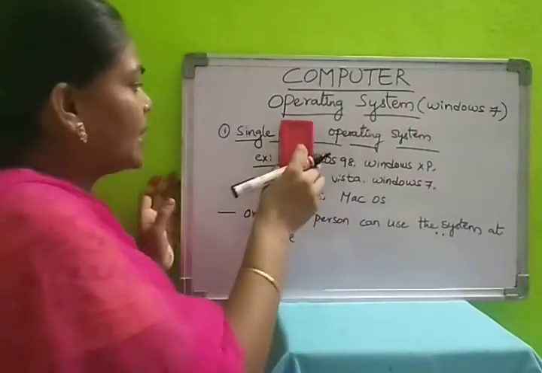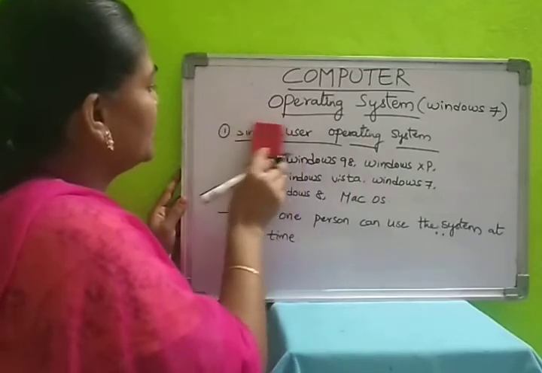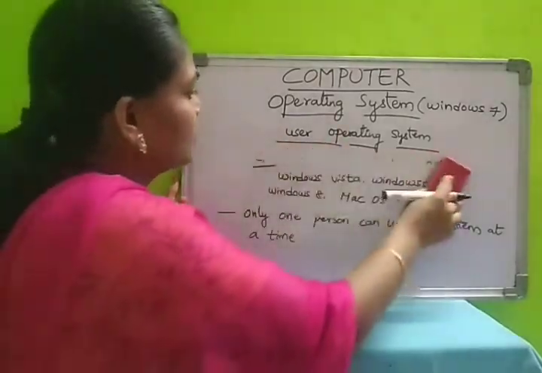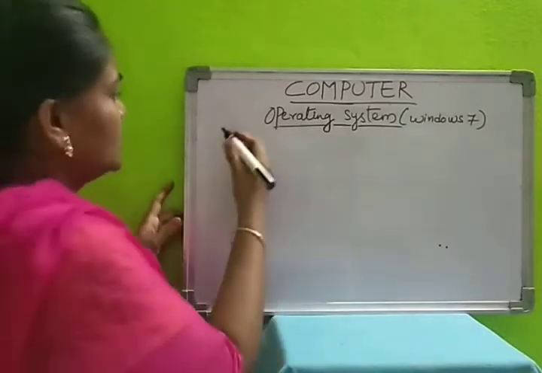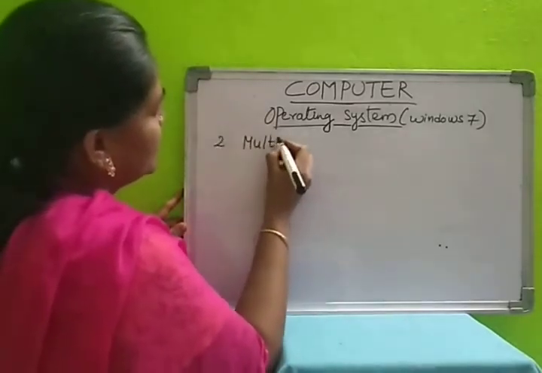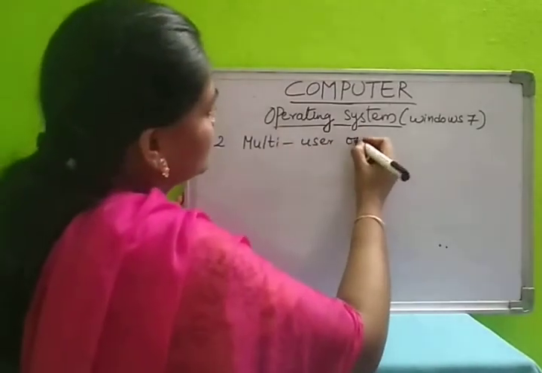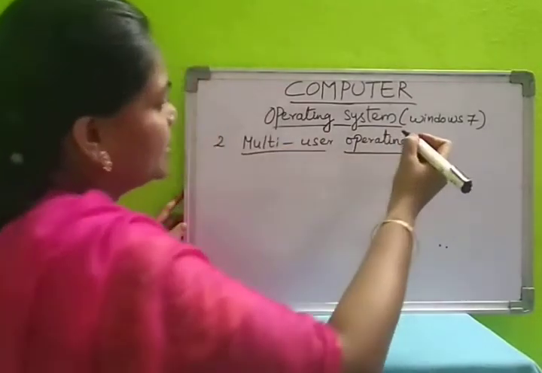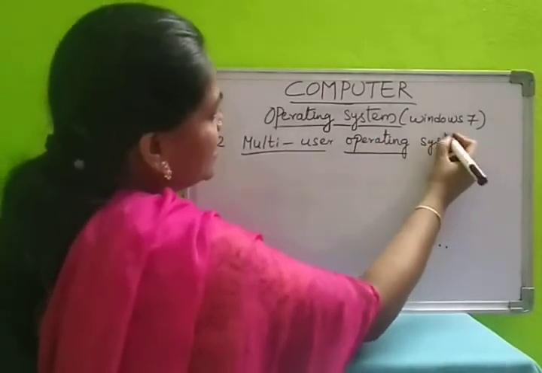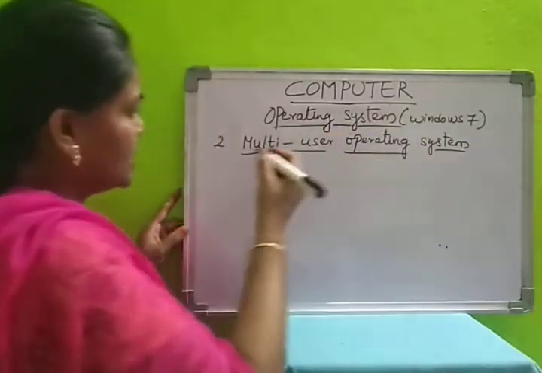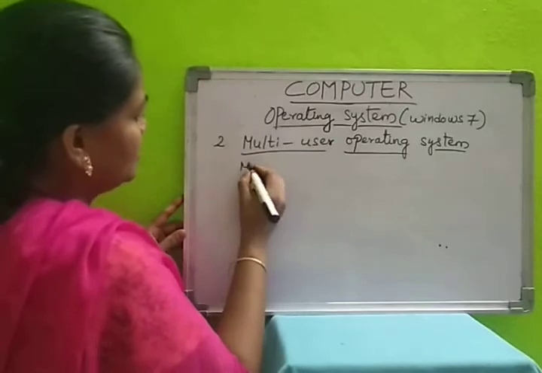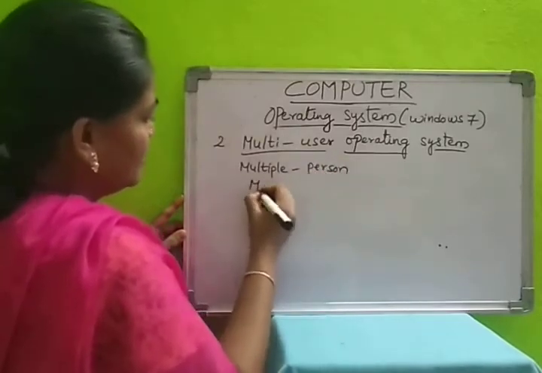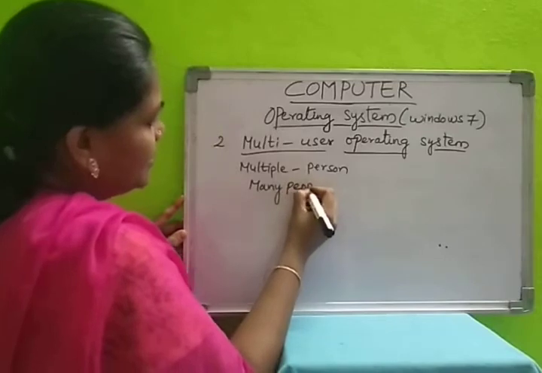We have another type, the multi-user operating system. That means many users can use the system at a time, at one place or at different places. Okay, the second type is the multi-user operating system. Multi-user means many members, many people, multiple persons can use the computer at a time.